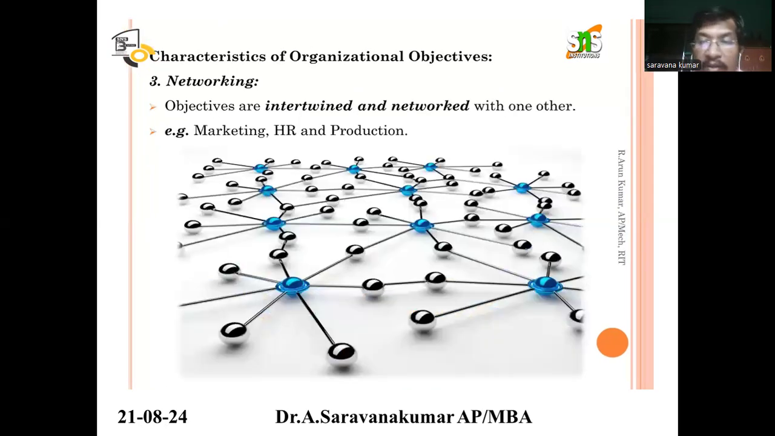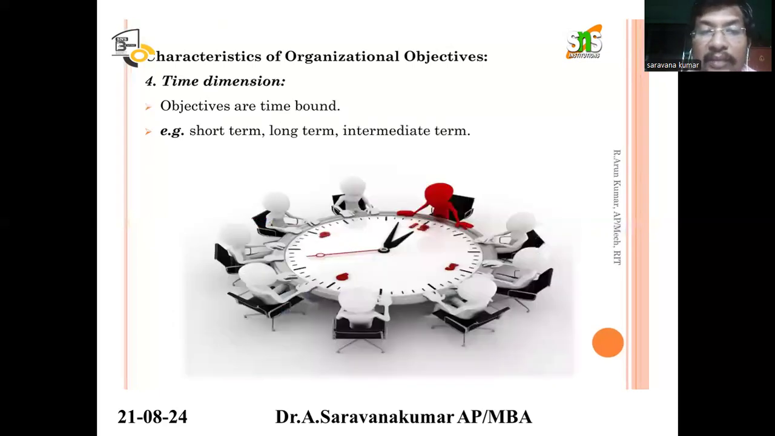Networking. Everyone knows networking is very important for every organization. Objectives are intertwined and networked with one another, that is marketing, HR, production. Everything will be networked, so there is a link between each department. Time dimension. Objectives are time bound: short term, long term, and intermediate term. Within a short duration, you are going to complete your objective. Long term is again the vision and mission. The combination of short term and long term is the intermediate term. So within the time duration, you must complete the work.